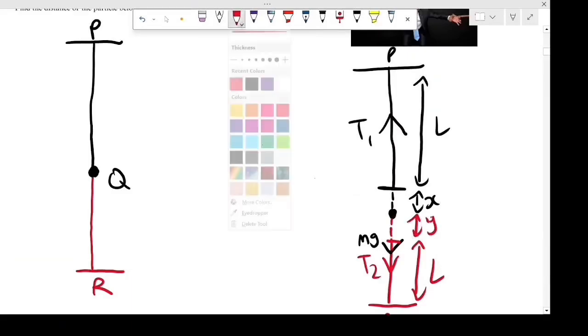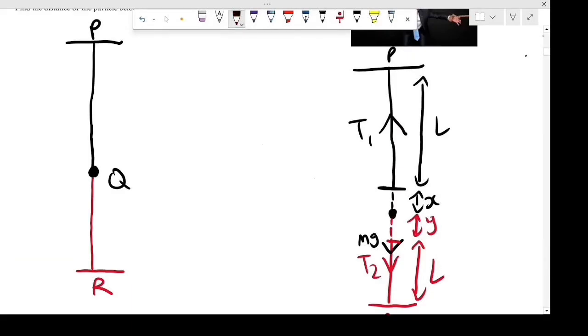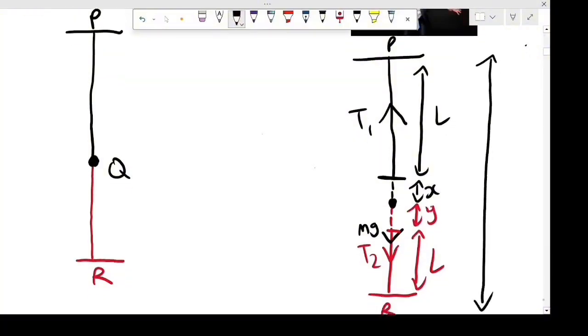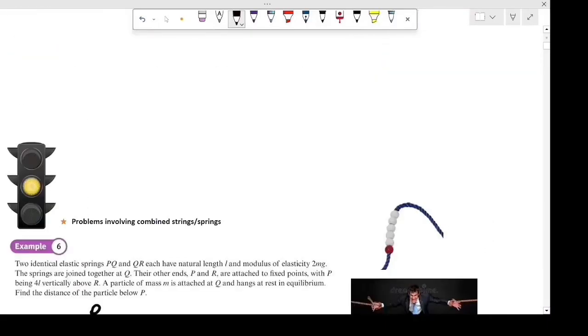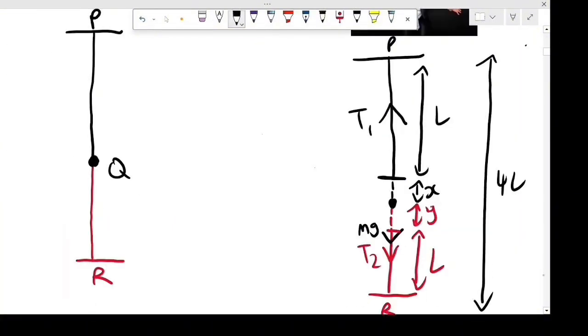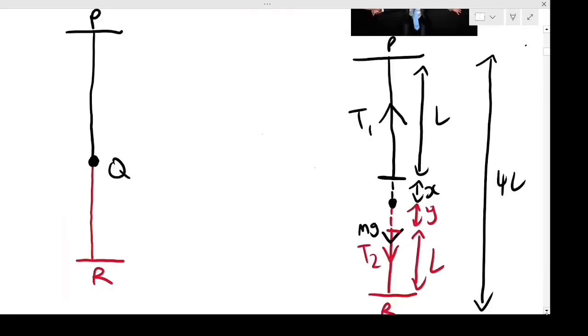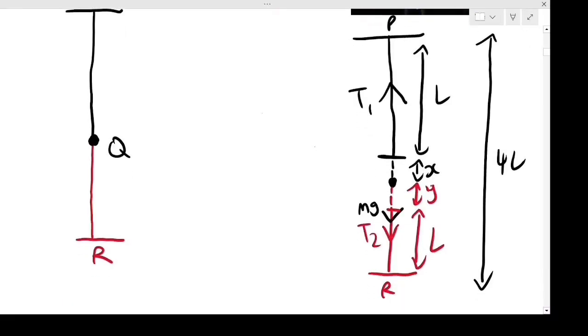Hopefully happy with that. Now, what we also know is the total length from top to bottom. It's 4L, because we're told P is 4L vertically above R. So from P to R, it's 4L. And that's everything I need to add on. So hopefully you're happy with this diagram with the forces and the lengths at play here. I'm going to get rid of this left diagram and just work with the right diagram here.